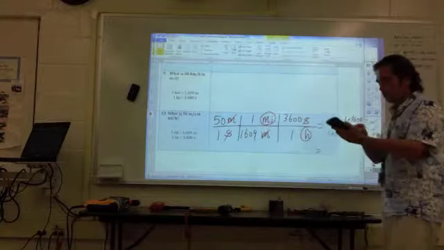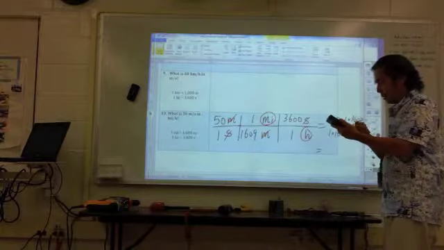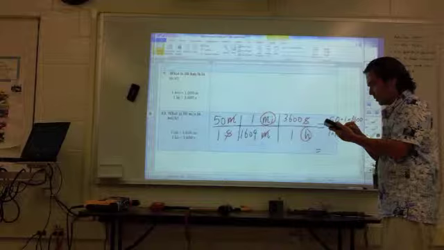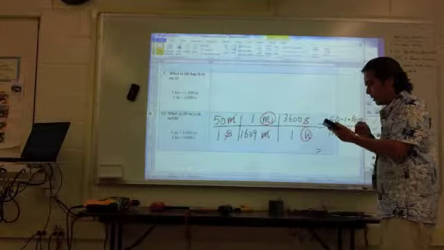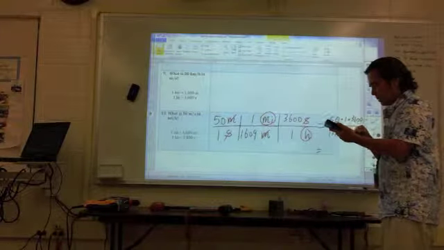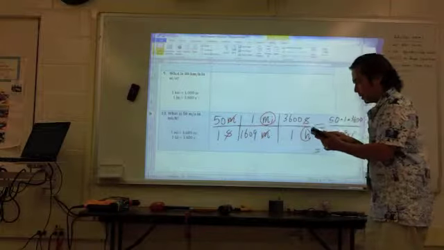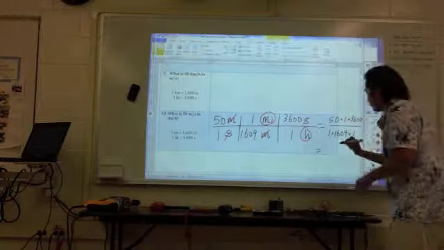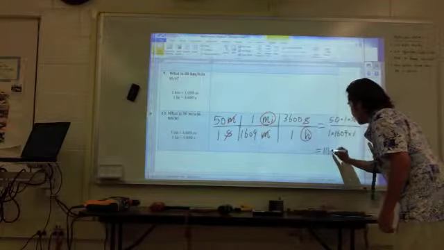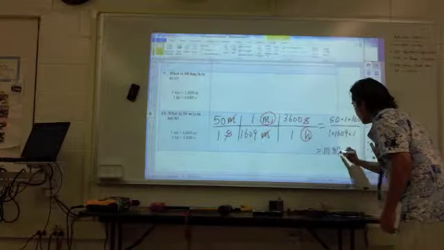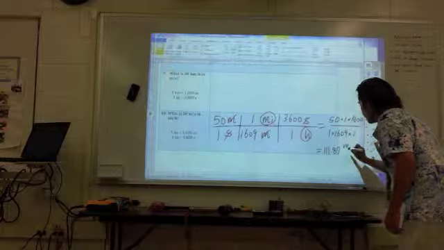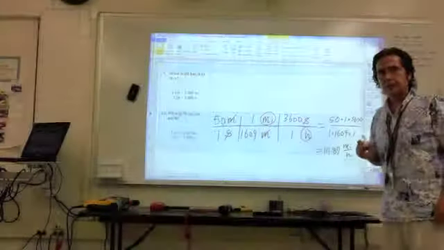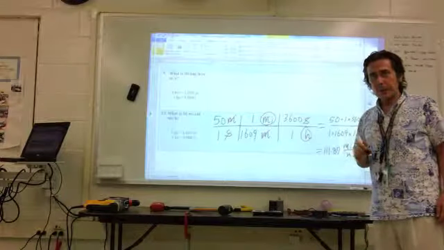Now let's do the math. 50 times 3,600 divided by 1609, and I get 111.9 or 111.87. 111.87 miles per hour. How is it? You think you can do that on your own now?